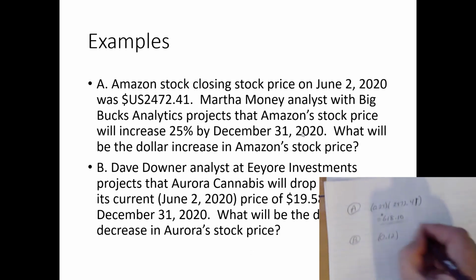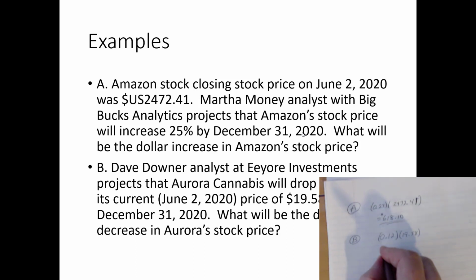Okay. So again, the amount of decrease, the 12%. 12% based on what? Based on the original or the old number. Right? And that will equal $2.35. If I want to figure out how much the stock price for Aurora is forecasted or projected to be, I'd go 19.58 minus the $2.35 because it's a decrease, and I would get the forecasted price of $17 and a little bit of change. So again, very intuitive, nothing painful in all this.